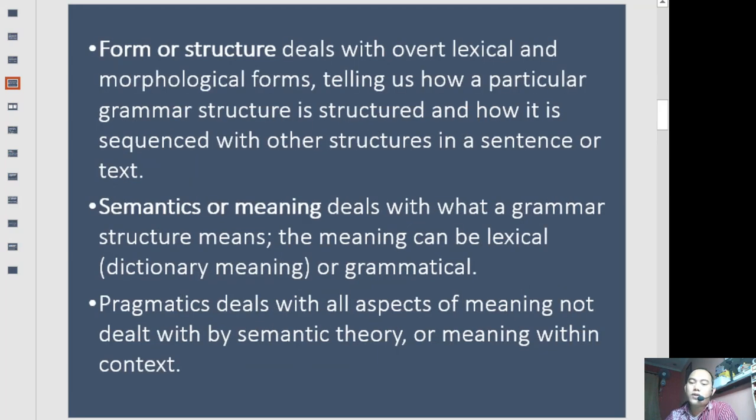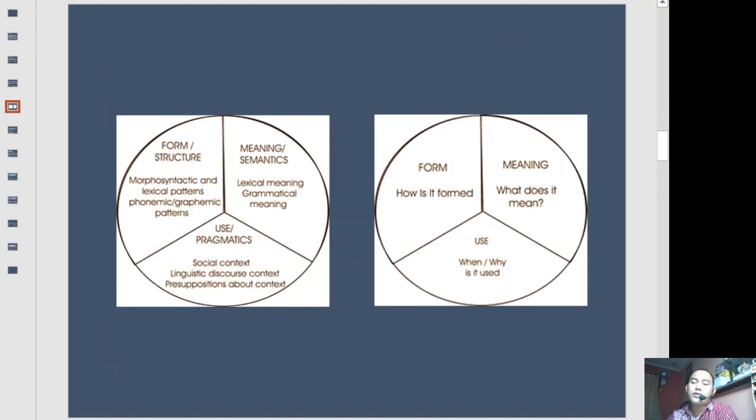The form or structure deals with lexical and morphological forms, telling us how a particular grammar structure is constructed and how it is sequenced with other structures in a sentence or text. Semantics or meaning deals with what the grammar structure means. The meaning can be lexical or dictionary meaning or grammatical. Pragmatics deals with all aspects of meaning not dealt with by semantic theory, or meaning within context. We can see the chart here. You may see the details in the textbook.